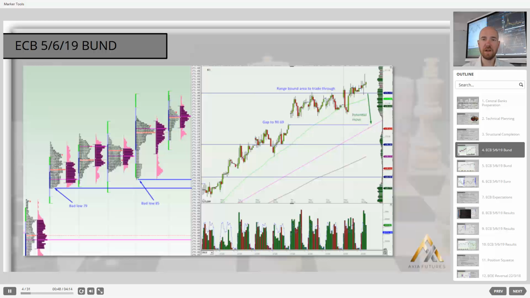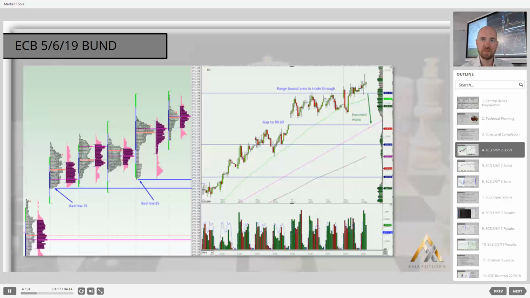So let's start off with the bund. Now you can see from the chart here, what I've got is a profile chart on the left and an hourly chart on the right. Now the profile chart, for those of you who aren't too aware of profile, what it's showing you, and where I've got it highlighted, the two bad lows at 85 and 79. For a move to complete, you would expect to see the market put in a tail on a profile.